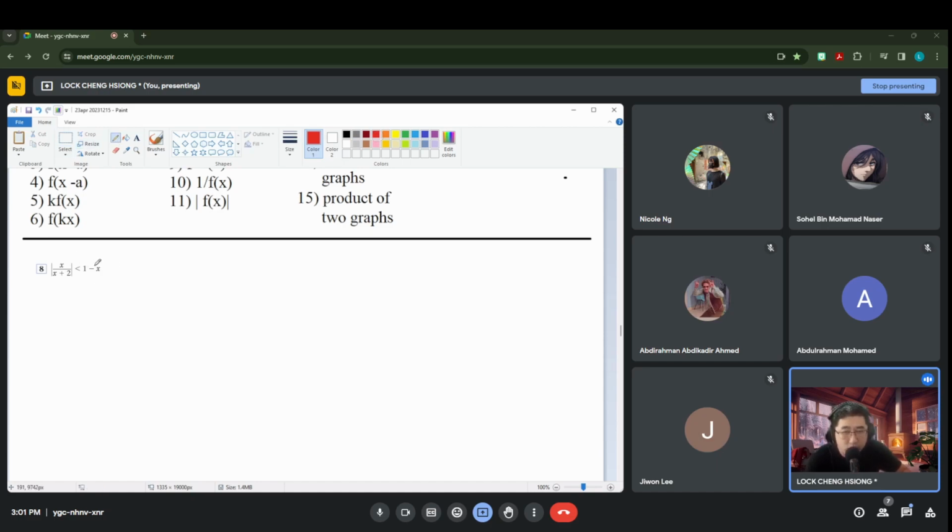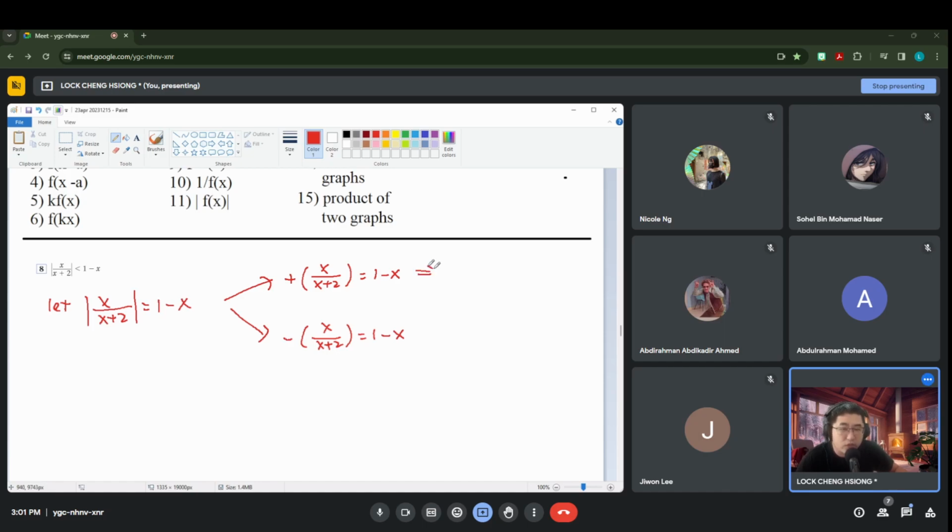So this is an equality question together with the modulus. At the same time, we also assume that students are okay with the graph. So let's say I want to solve this question. Let modulus of x over x plus 2 equals 1 minus x. Because of the modulus, I break that down into two equations. Positive of x over x plus 2 equals 1 minus x. Negative of x over x plus 2 equals 1 minus x.